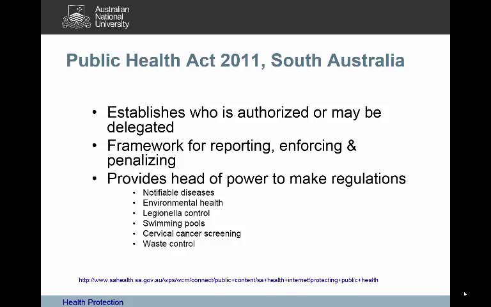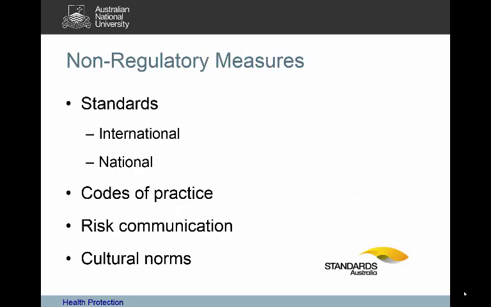So we'll see later there are regulations to say what diseases are notifiable, and they could be everything from an infection like Legionella infection right through to something that's not infectious like elevated blood lead levels, because there might be a need to know about a population which is exposed at higher than normal levels and intervene. Right through to environmental health, Legionella control, which we'll be talking about in the case studies on Monday, swimming pools and spa pools, cervical cancer screening, waste control, and many more. So there are regulations which basically flow on from this Public Health Act.